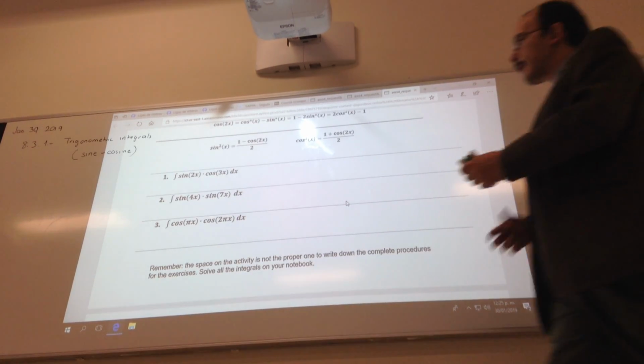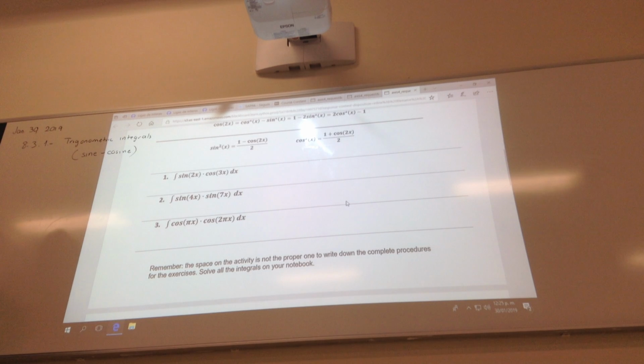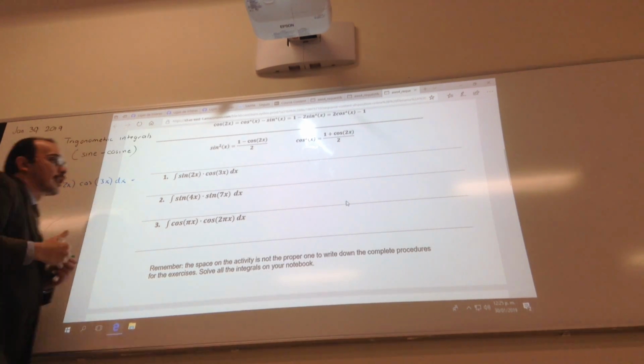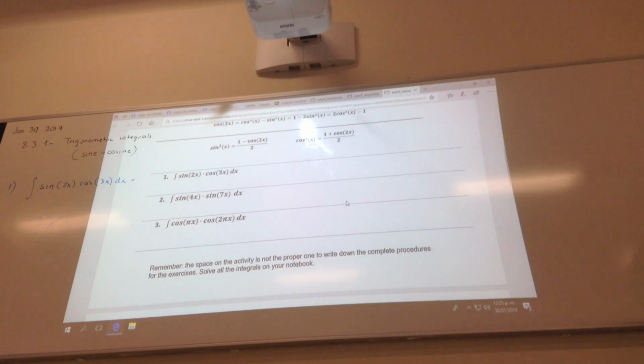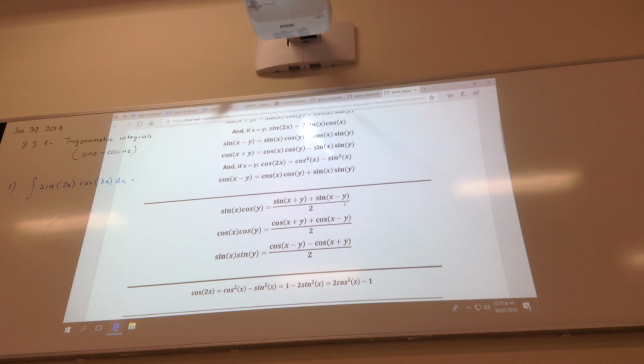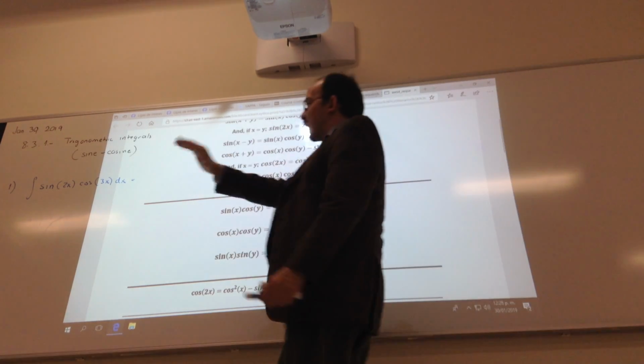Okay? So, let's try one of the first ones, so you see what I mean. For example, we have this integral: the integral of sine of 2x cosine of 3x dx. Just by looking at that, it cannot be solved directly. Why? Because there's no identity for sine times cosine.